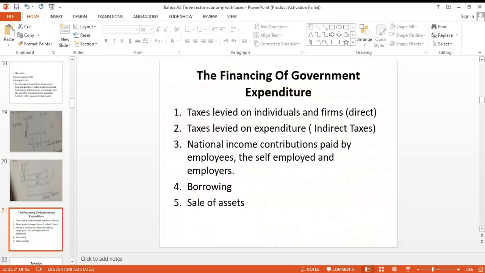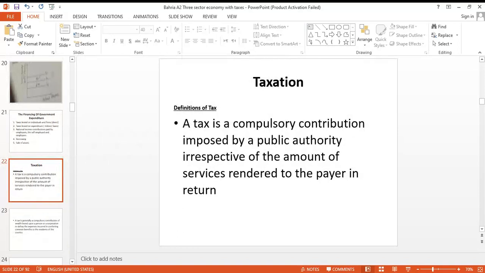Where does the government find the money to finance its spending? Well, the main thing are the taxes which are levied on individuals and firms, but they also find the money through borrowing and the sale of their assets through privatization and stuff like that. But in this video, the main source of financing is taxation, and that is what we are going to look into in a bit of detail. Please do watch this video in conjunction with the another video which I made on the canons of taxation. Please watch that as well.